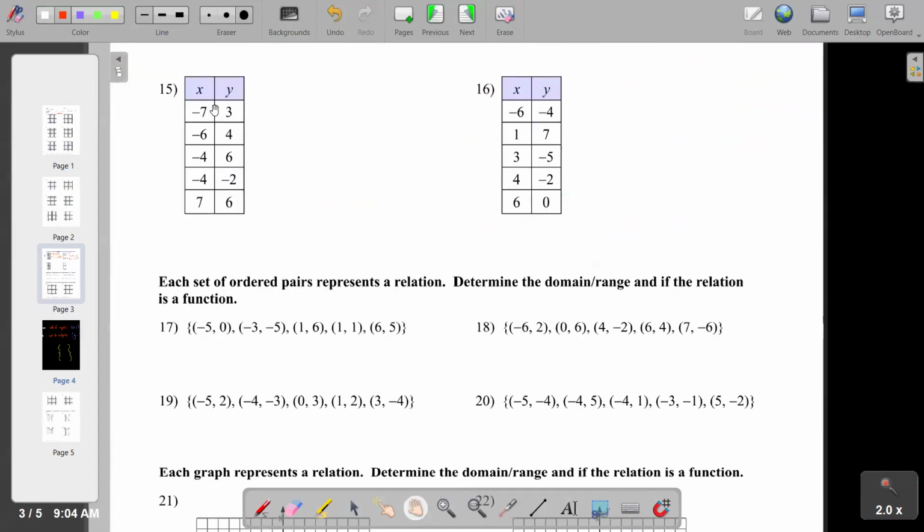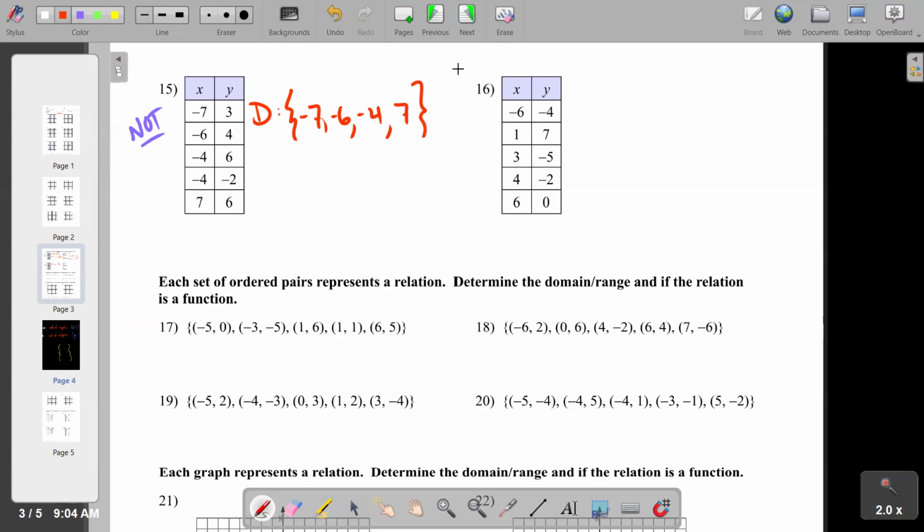Let's do another one. Number 15. Is it a function? No. So we're just going to write not. Domain. Who's the smallest domain guy? Next, next, next. Nice.